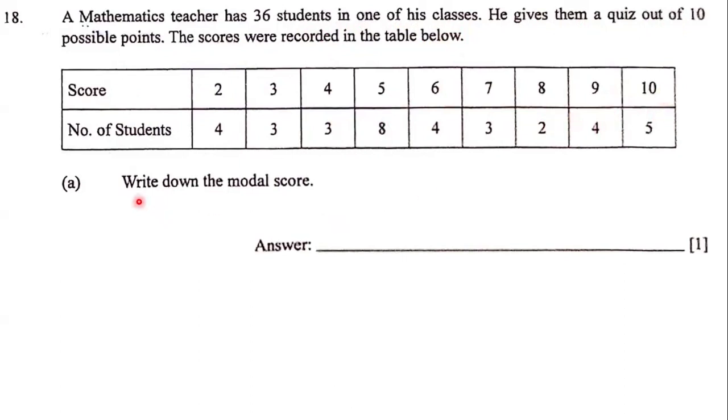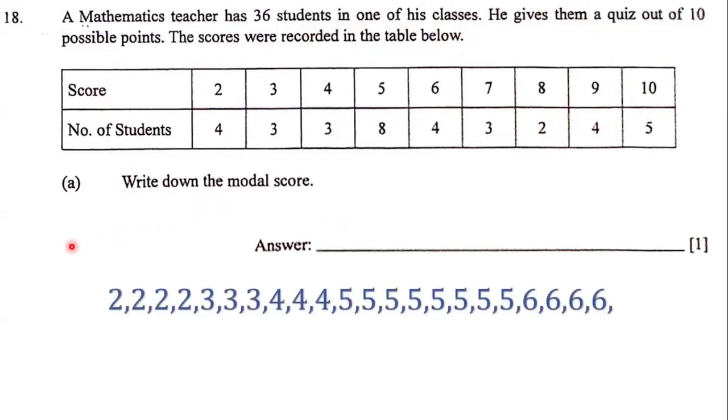The question states, write down the modal score. Now the mode is the number that appears the most. Indeed, the mode is the most popular value of the data set. Let's list this data set out.